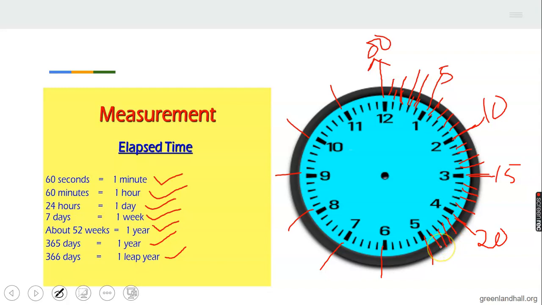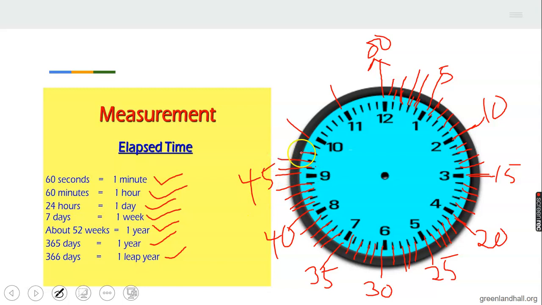23, 24, this is 25, 26, 27, 28, 29, 30, 31, 32, 33, 34, 35, 36, 37, 38, 39, 40, 41, 42, 43, 44, 45, 46, 47, 48, 49, 50, 51, 52, 53, 54, 55, 56, 57, 58, 59, then this becomes 60.